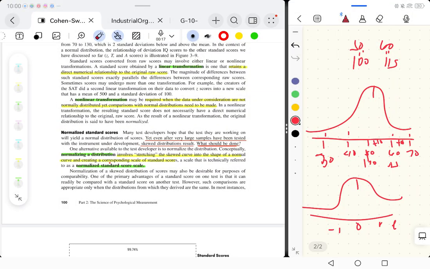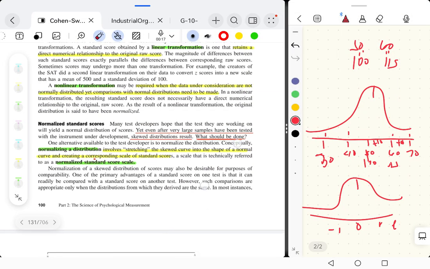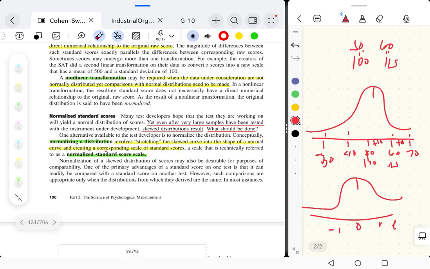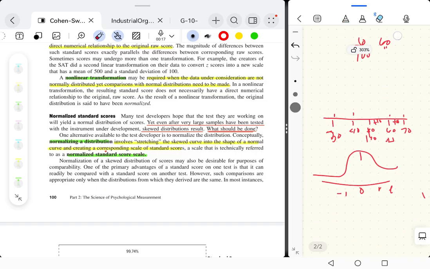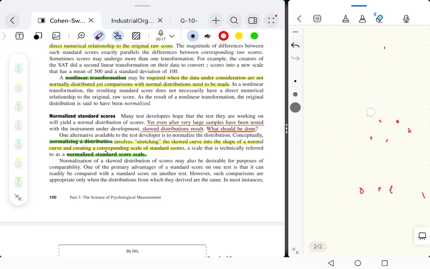All right. Okay, so let's move on to normalized standard scores. Many test developers hope that the target test they're working on will yield a normal distribution of scores. Yet even after very large samples have been tested, skewed distributions result. What should be done? Actually, guys, we can't really prevent that. We can't say that the scores yielded will always turn out to be a normal distribution, because it's not always the case. There's bound to be error.